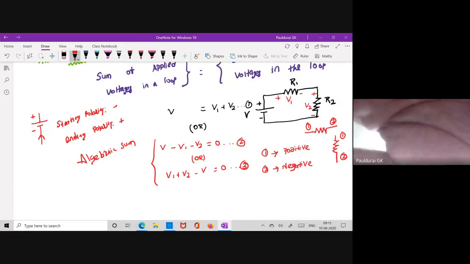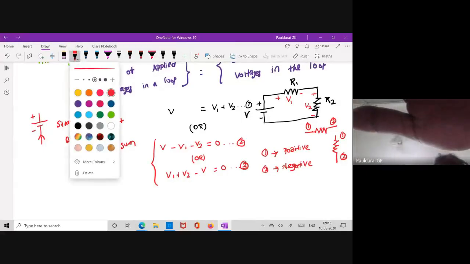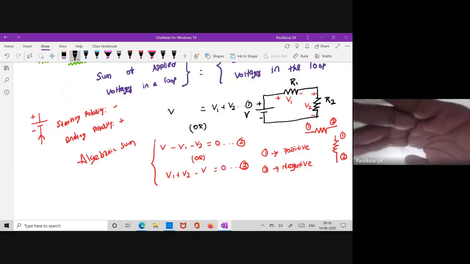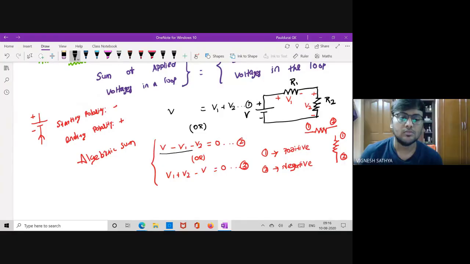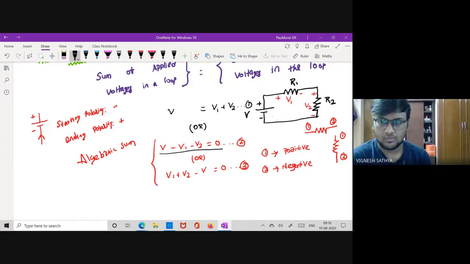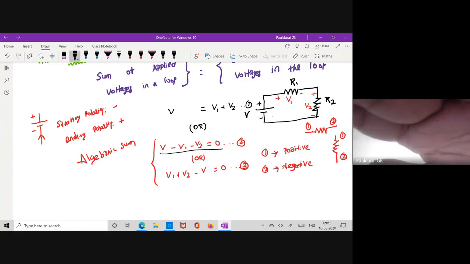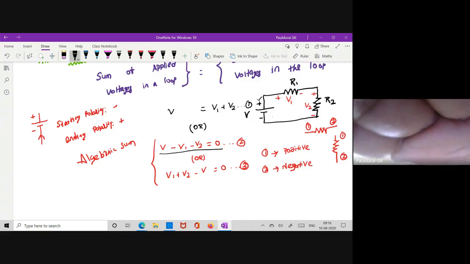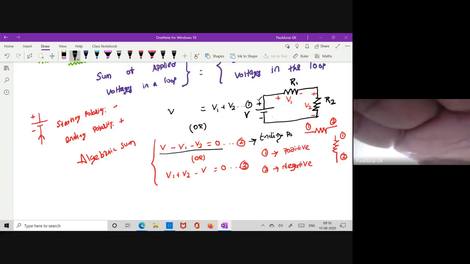See equation number 2. What have we done in equation number 2? What did we consider, starting or ending polarity? See, this voltage source, applied voltage, is minus to plus, right? It's very important, listen carefully. Minus to plus, actually we consider ending polarity plus, right? Now what about V1, plus to minus? We consider ending polarity. What about V2, plus to minus? We consider ending polarity. So in equation number 2, actually we consider ending polarity.